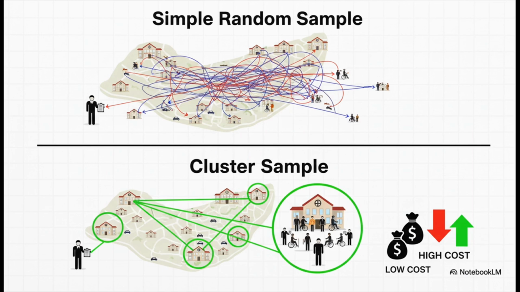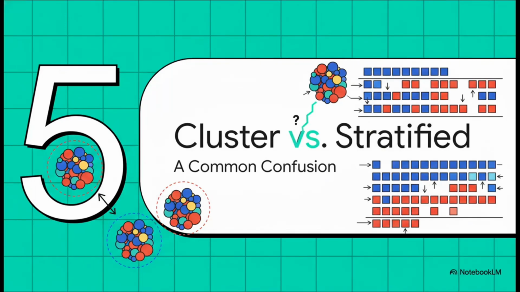So here's the key takeaway. With cluster sampling, you get more information per dollar, even if you're getting a little less new information per interview. Okay, it is time to tackle one of the biggest points of confusion in basic sampling theory. People mix up cluster sampling with stratified sampling all the time. I get it, they both involve grouping the population. But as you're about to see, their goals and their methods are pretty much polar opposites.